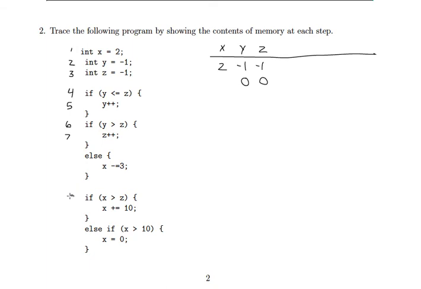that step 8 is this, down here. If 2 is greater than Z, 2 is greater than 0, yes it is. Add 10 to X, 12. And because this is an else, and I've gone into the if, I skip it, and now I'm done. So my final results are 12 in X, 0 in Y, 0 in Z.